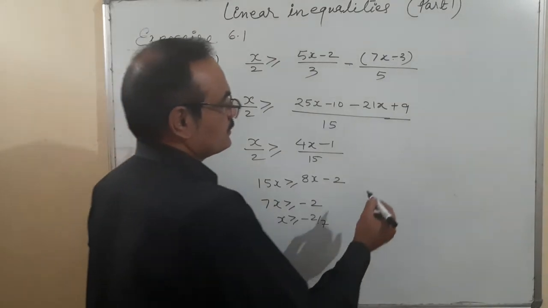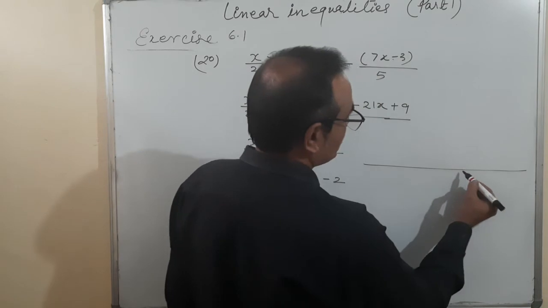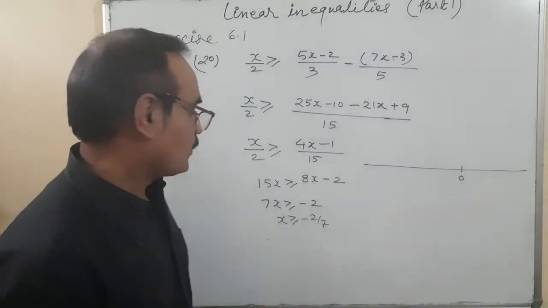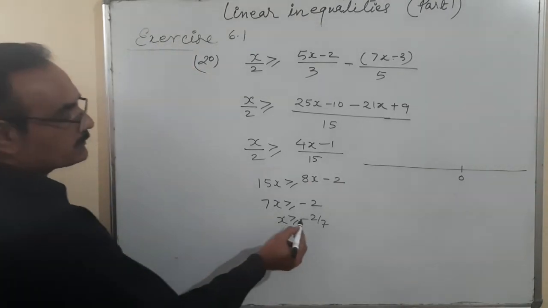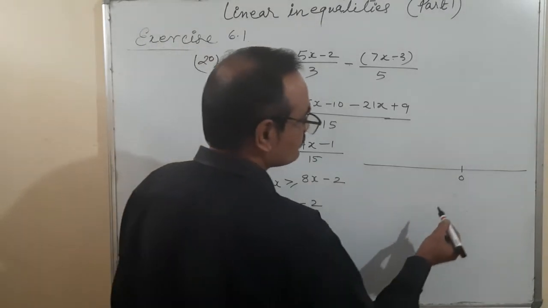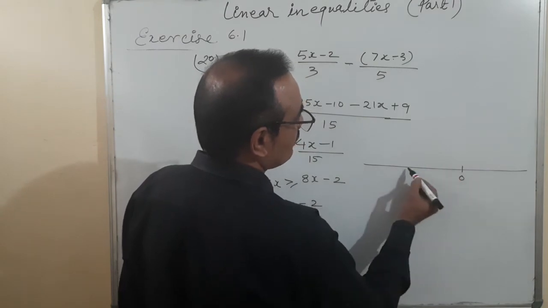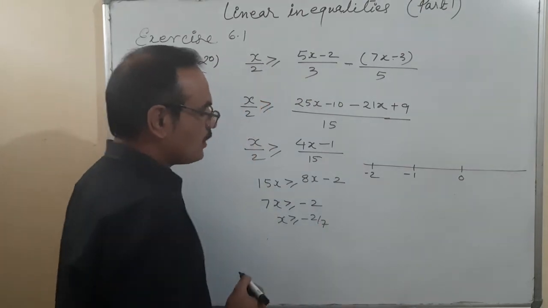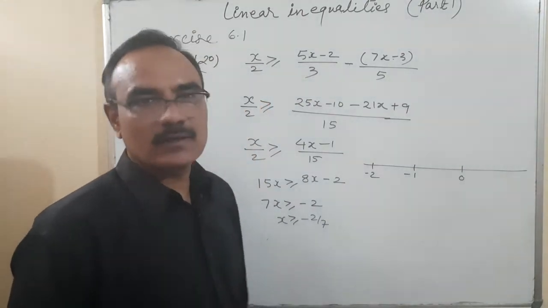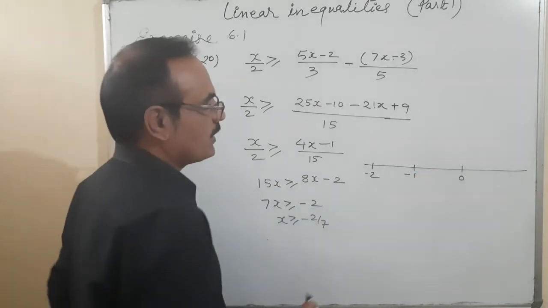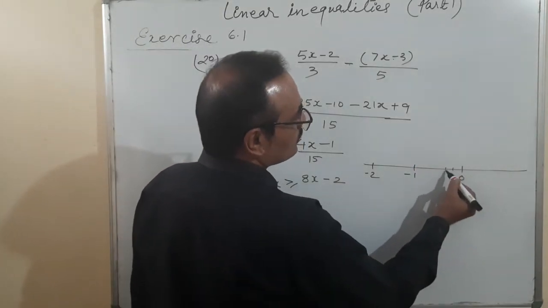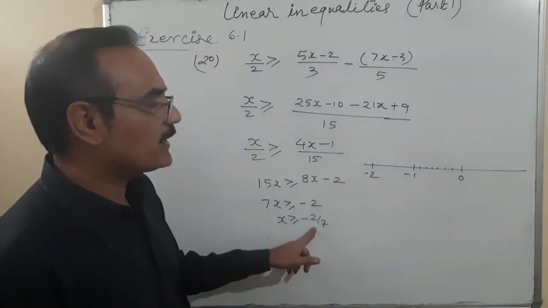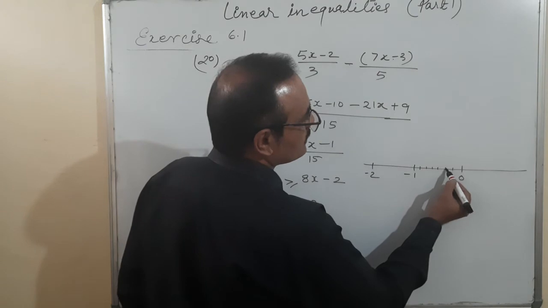Okay. So now the graph on the number line. How to represent the graph on the number line? See, minus 2 upon 7. Minus 2 upon 7 lies between 0 and minus 1. I'll make a total of 7 parts of it: 1, 2, 3, 4, 5, 6, 7 parts. In 7 parts, this is minus 2.